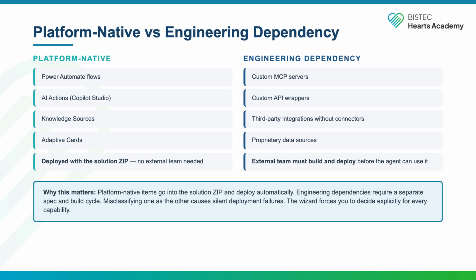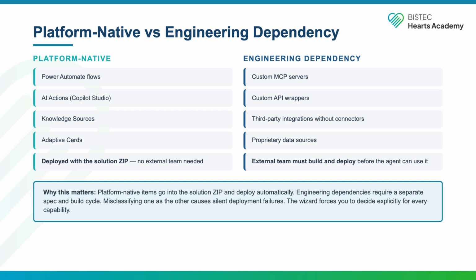Here is the distinction. Platform-native capabilities are things the Power Platform or Copilot Studio can deploy as part of the solution ZIP: Power Automate Flows, AI Actions, Knowledge Sources, Adaptive Cards. No external team involvement. No waiting on a build cycle. You deploy the solution, these capabilities are live.